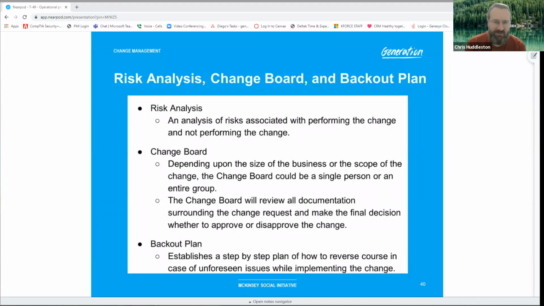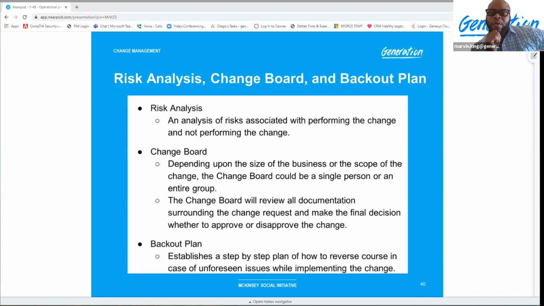The change board will review all documentation surrounding the change requests and make final decisions whether to approve or disapprove the change. Backout plan: establish a step-by-step plan of how to reverse course in case of unforeseen issues while implementing the change.